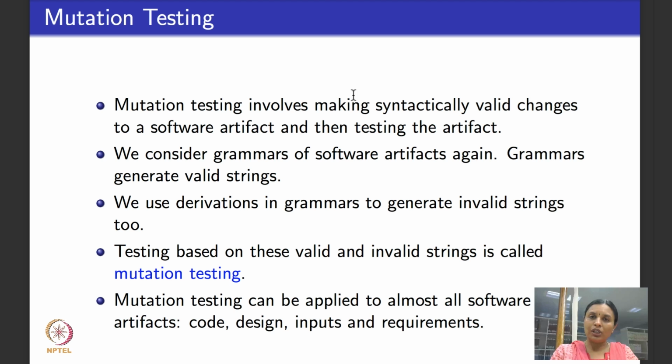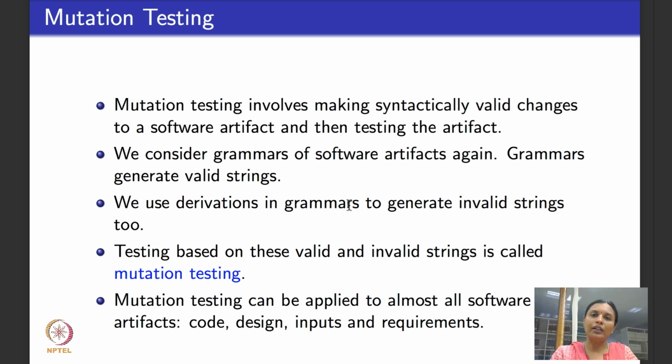So while doing mutation testing, we mutate by making changes. How are the changes defined? The changes are defined by using mutation operators. And where do the mutation operators come from? They come from grammars of software artifacts. Grammars typically generate valid strings. Everything that they generate is syntactically valid as per the production rules of a grammar. We use derivations in grammars to generate valid strings, and sometimes we use derivations to generate invalid strings also.